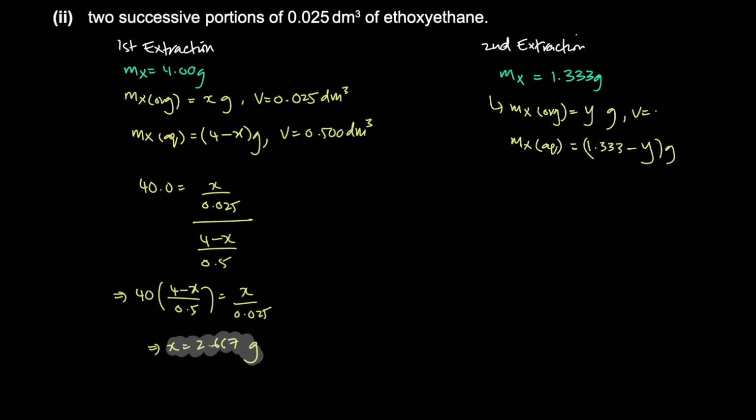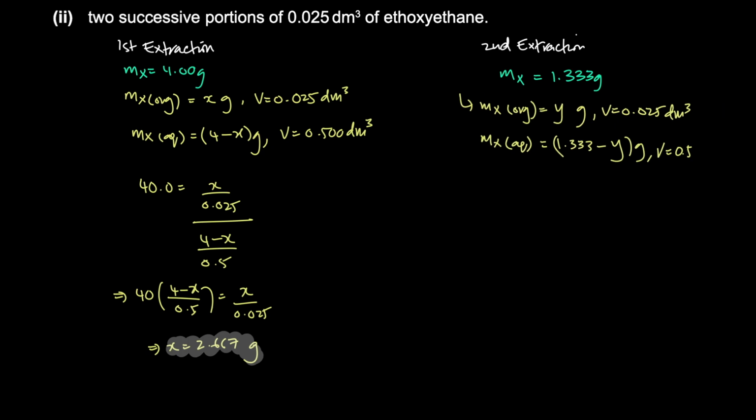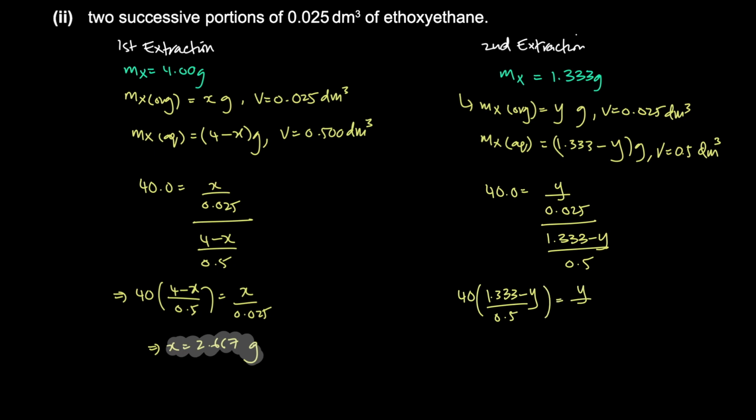The volume of the organic layer is 0.025 dm³. The volume of the aqueous layer is 0.5 dm³. Again, the partition coefficient here is 40, that's just the ratio of the concentration in the organic layer, that's Y divided by 0.025, divided by 1.333 minus Y divided by 0.5. So then we get 40 times (1.333 minus Y) over 0.5 is equal to Y over 0.025. Here we get Y as 0.887 grams. So in the second extraction we were able to extract 0.887 grams. The total amount extracted is X plus Y, which is 3.56 grams, using two successive extractions.